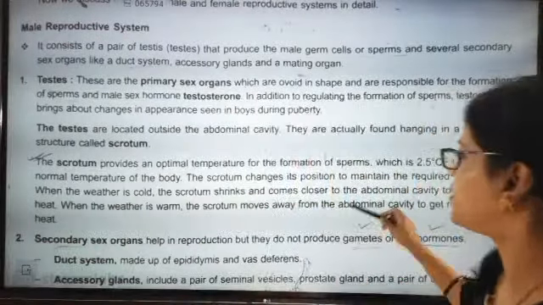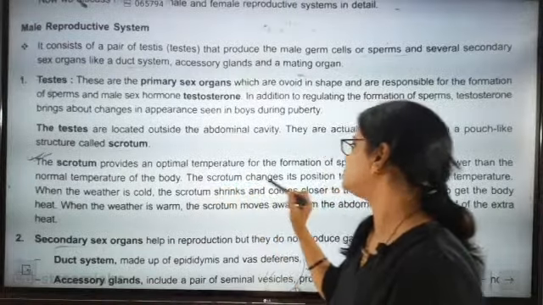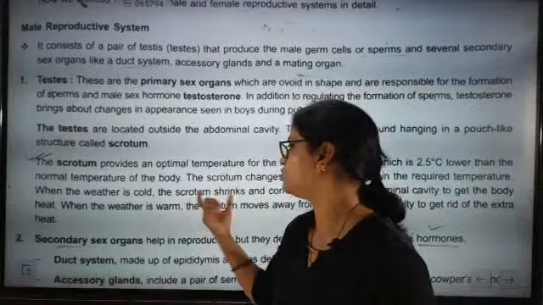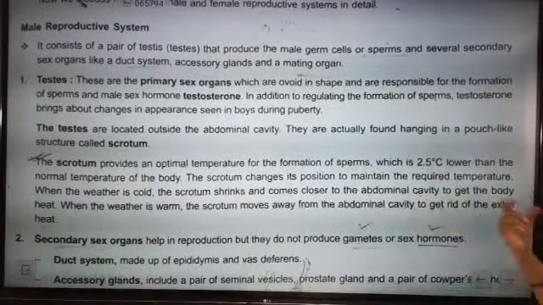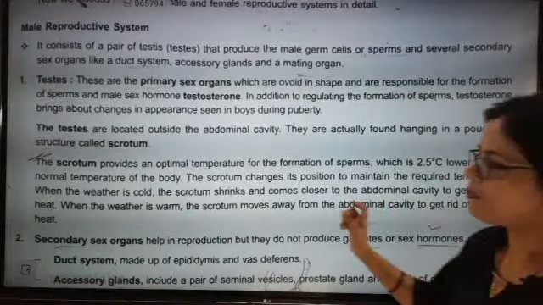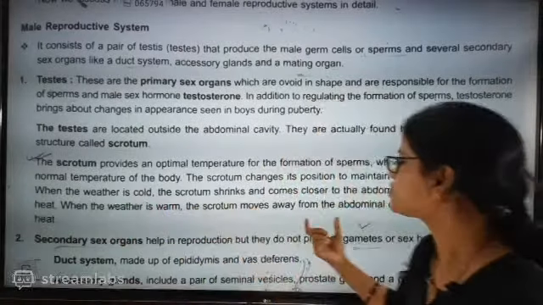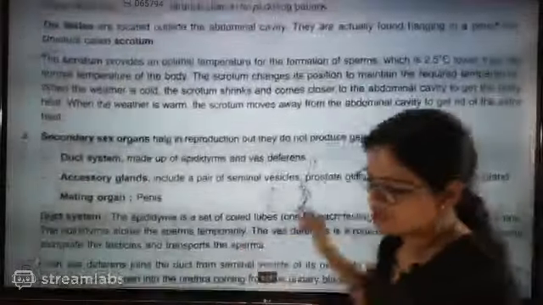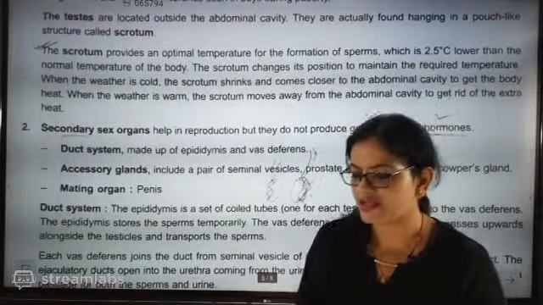Okay, so now this part: the scrotum changes its position to maintain the required temperature. When the weather is cool, the scrotum shrinks and comes closer to the abdominal cavity to get the body heat. When the weather is warm, the scrotum moves away from the abdominal cavity to get rid of the extra heat. Understood? To get rid of the extra heat.